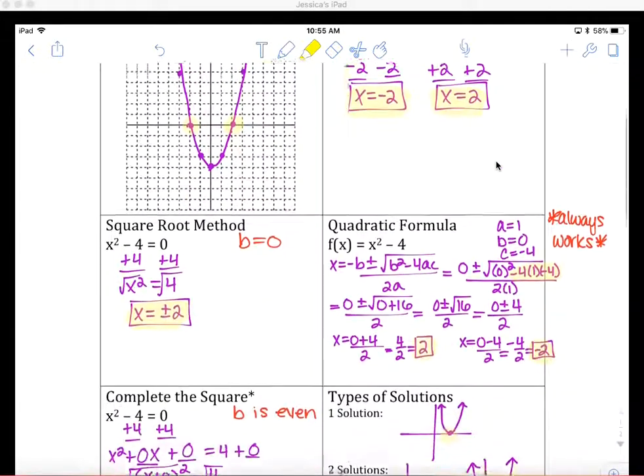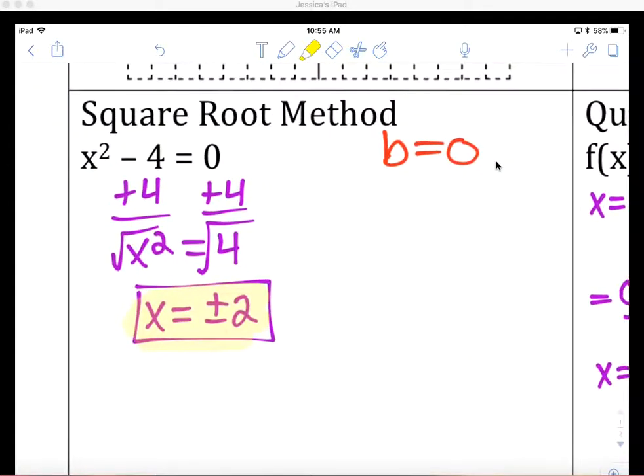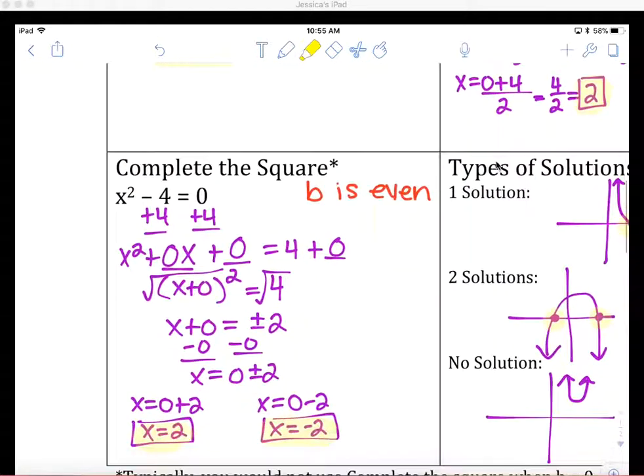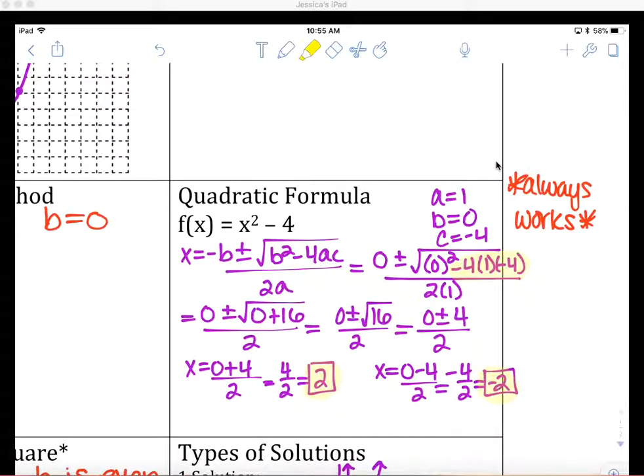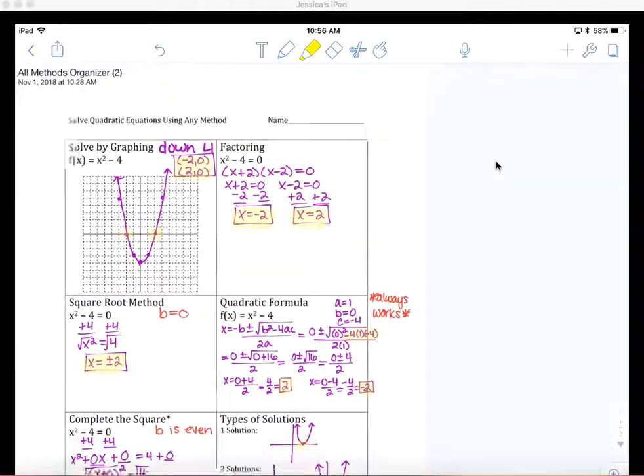Hopefully this video will help you to know when you can use what method. Just remember to look at your b value. If it's 0, you can do square root method. If it's even, you can do complete the square. Quadratic formula will always work, and factoring really just depends on the problem that you're given.